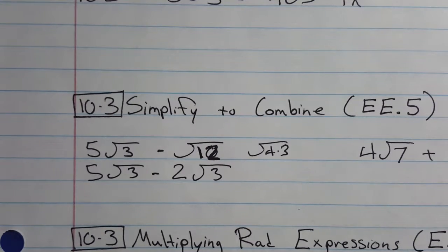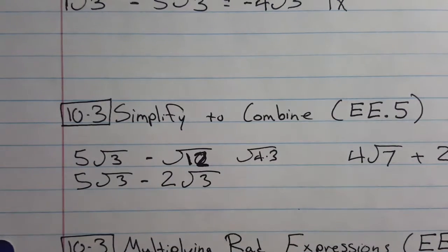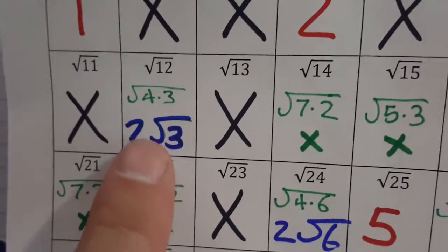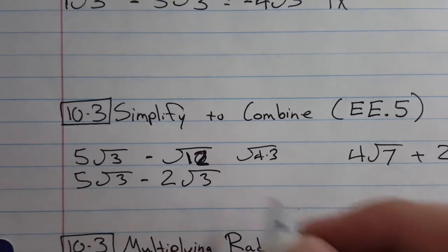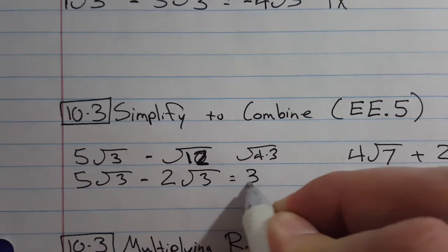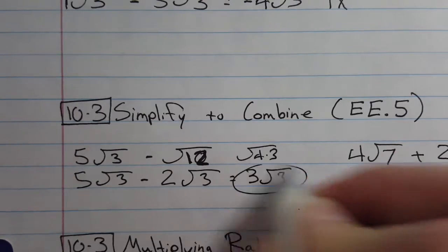Again, if you have that chart completed, you can see that as well. The chart that I emailed you all, right here, double check, square root of 12. Yep, there it is, all right? So 5 things minus 2 things is going to be 3 things. So 3 square roots of 3, okay? Right there, all right?